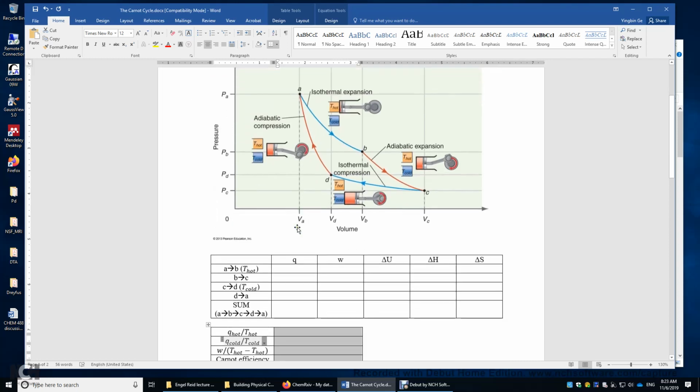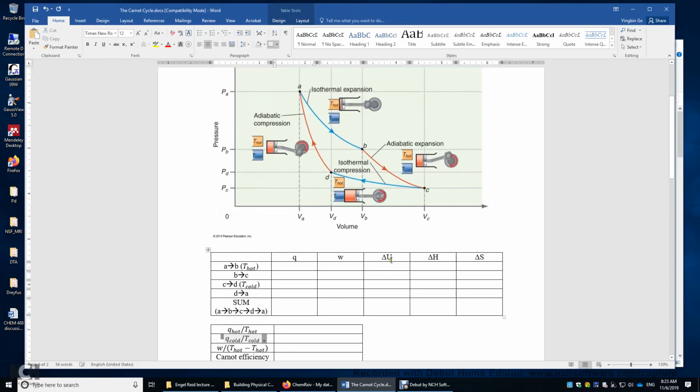Alright, I will analyze Q, W, delta U, delta H, and delta S for all 4 steps. First, let's look at this 5x5 table. We can easily fill in some of the blanks. First, let's look at Q. We have 2 adiabatic processes. From B to C, it's adiabatic. From D to A, it's adiabatic. So we can easily put 0 here and 0 here.